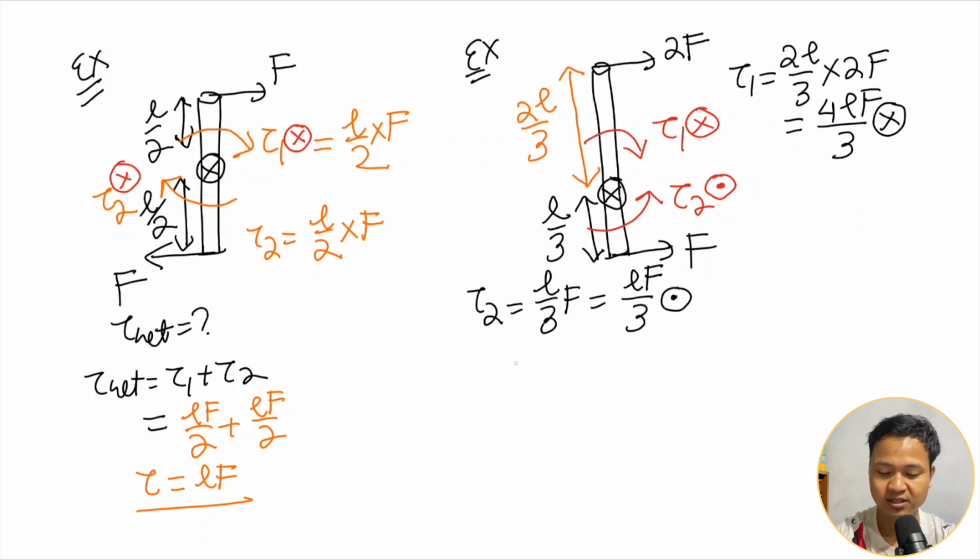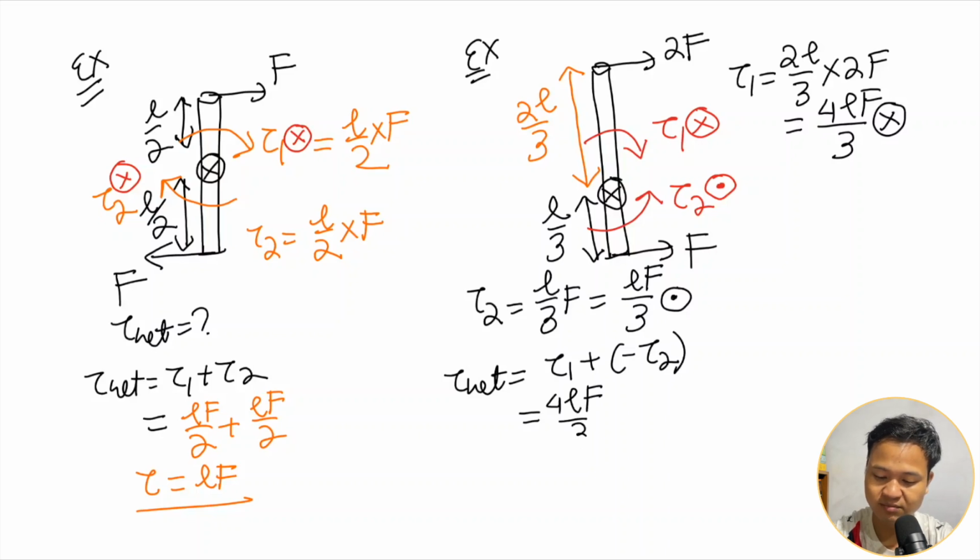Now the net torque. The net torque will be given by inward as plus and outward as minus. So the net torque will be tau 1 minus tau 2, as the second torque is outward. Therefore I will have 4LF divided by 3 minus LF divided by 3. So how much is this? 3LF divided by 3. So 3 gets cancelled out. So finally I have L into F.